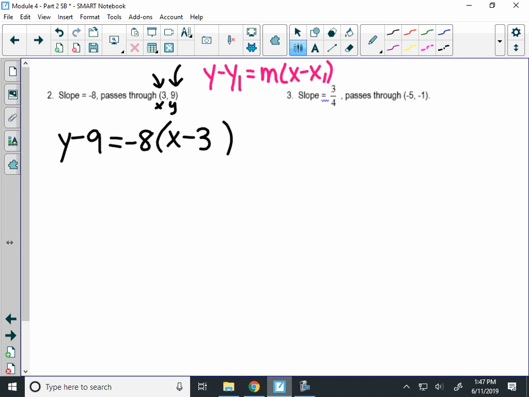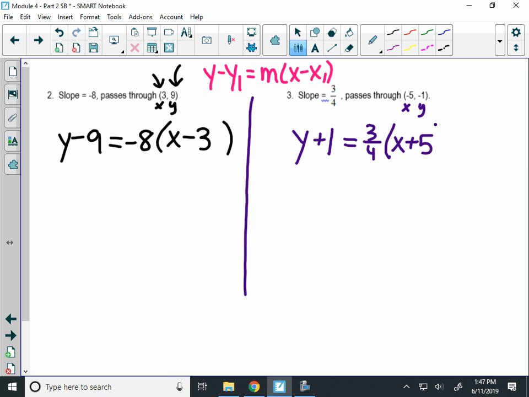All right, let's try number 3. So if I write my point slope form and start with a y, I do the opposite of the y value, which here would be +1, equals my slope times x, the opposite of the x coordinate. And those are lines written in point slope form.